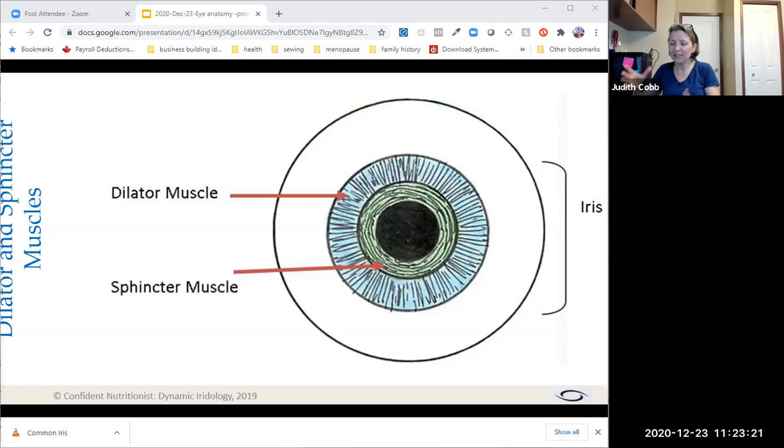Now, the interesting thing here is that we know that the iris has some 28,000 nerve endings in it, but we don't know what they all do yet. Isn't that fascinating?